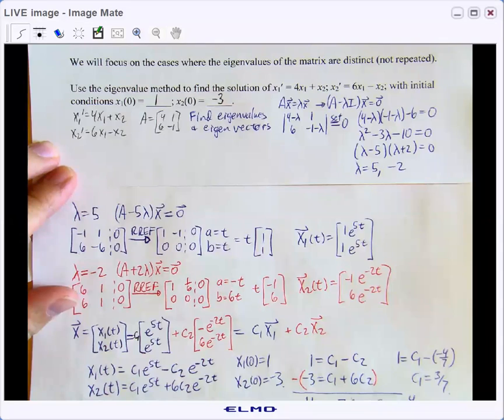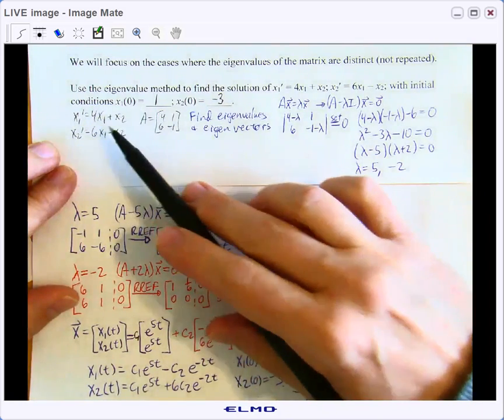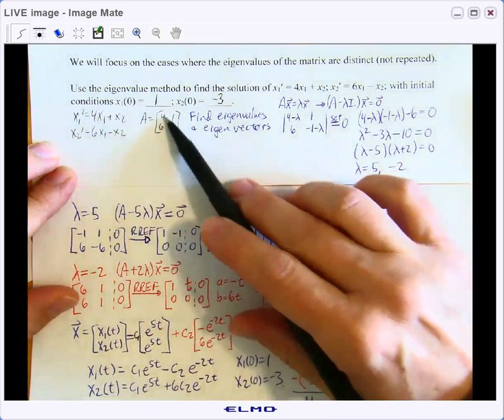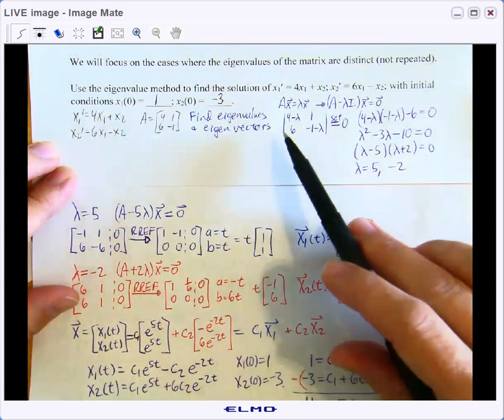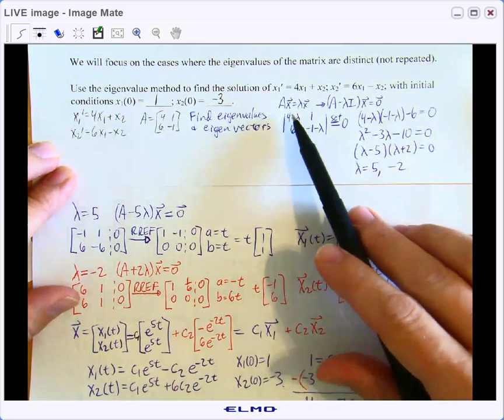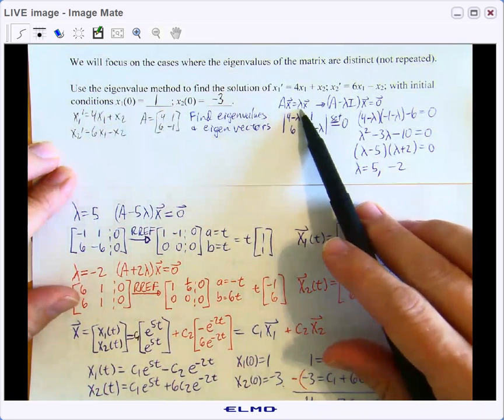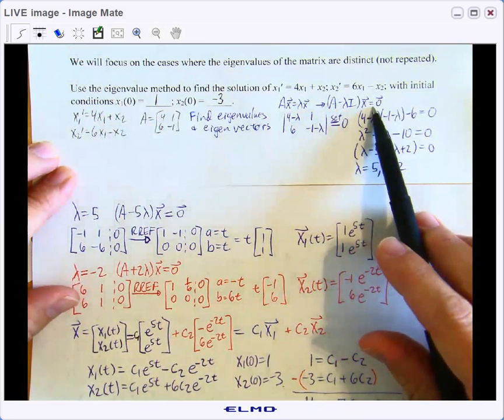So let's come back and compare notes. I wrote out the system, from which I noticed that it could be a matrix equation, where the matrix is 4, 1, 6, -1, the coefficients. I then move over to find the eigenvalues and eigenvectors by doing Ax equals lambda x, solving that. So A minus lambda I times x equals the 0 vector.